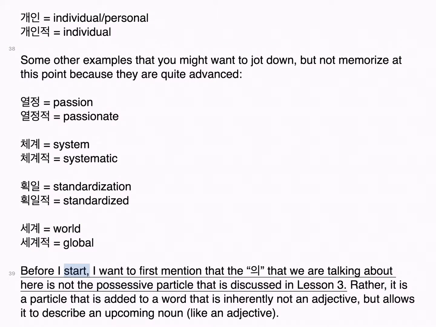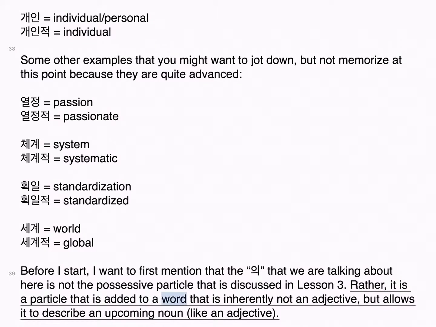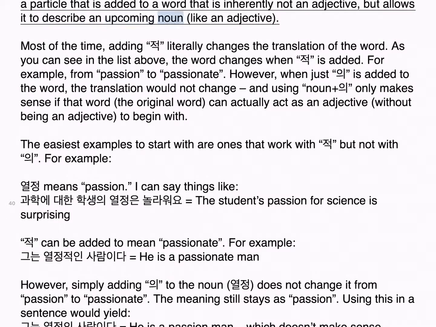Before I start, I want to first mention that the 의 that we are talking about here is not the possessive particle that is discussed in lesson 3. Rather, it is a particle that is added to a word that is inherently not an adjective, but allows it to describe an upcoming noun, like an adjective. Most of the time, adding 적 literally changes the translation of the word. As you can see in the list above, the word changes when 적 is added. For example, from passion to passionate.